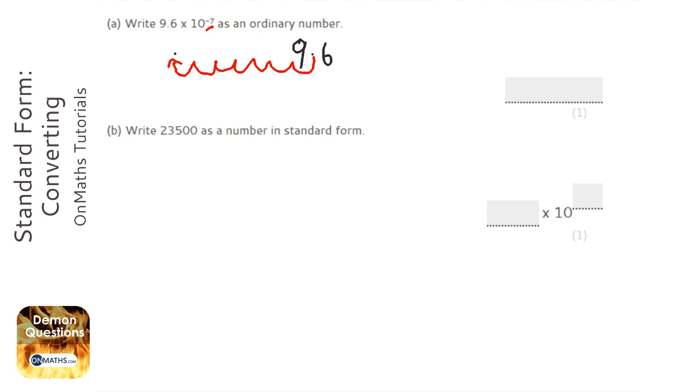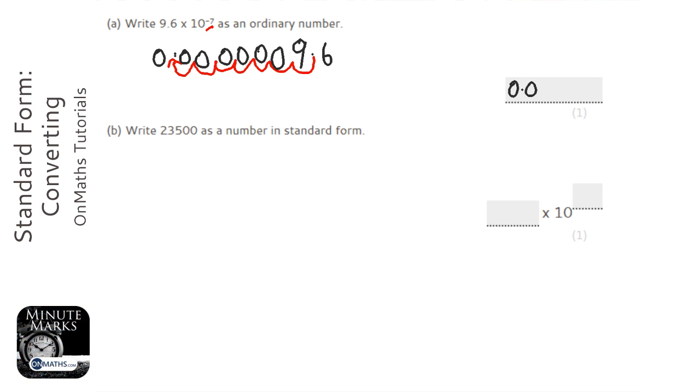Now, all those jumps that we did, we need to fill them in with zeros. And you normally start a decimal with 0 point, so we're going to add another 0 there. So it's going to be 0.00000096. Don't ever put 2 decimal points in, okay? We've moved the decimal point to the new position. You'll never have a decimal with 2 decimal points.